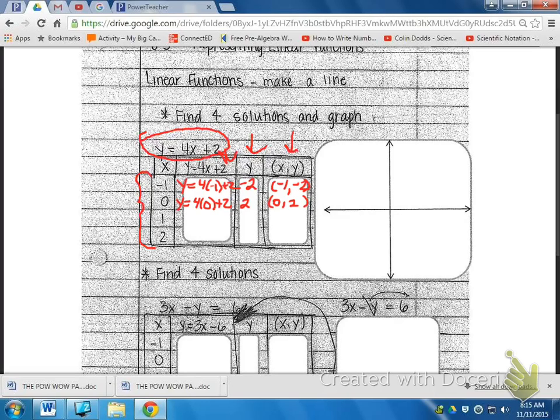Haley? 6. Okay, well, what do we write in the middle, the second column? 4 times 1 plus 2. 4 times 1 plus 2, and you said it equals 6, so what's my ordered pair? 1, 6.